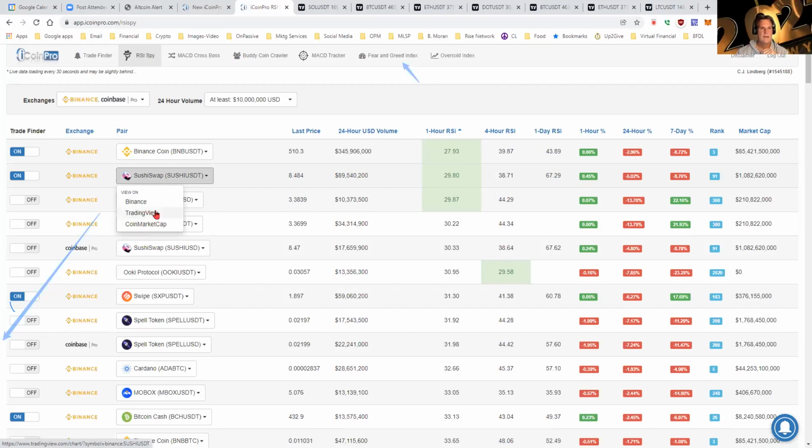No, actually, I was thinking Bitcoin Cash. No, actually, Binance Coin can move quite a bit, but it's a more expensive coin. That's what I was thinking.